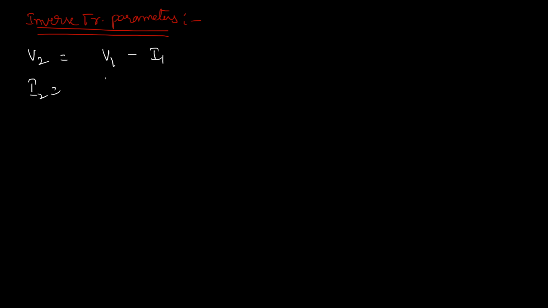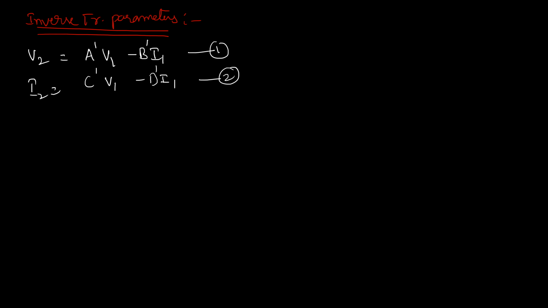So directly I'm writing here. This is V2, minus, this is V1, because we have to consider the input port. So this is V1, this is I1. Now the transmission parameters are ABCD, right? Now we are writing for inverse. So make it A prime, this as B prime, this as C prime, and this as D prime. So these are the equations for inverse transmission parameters.